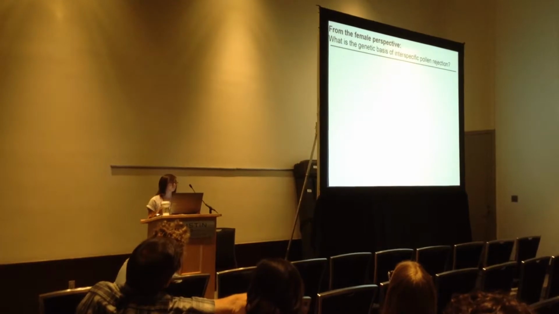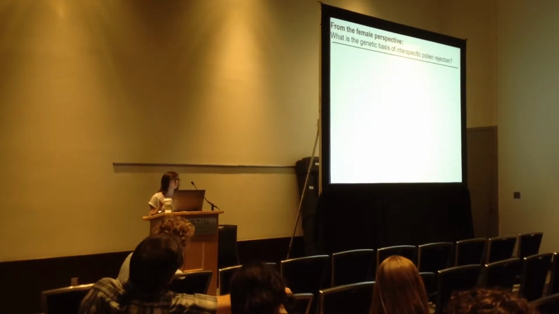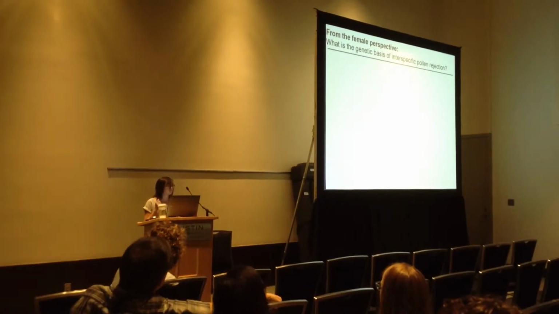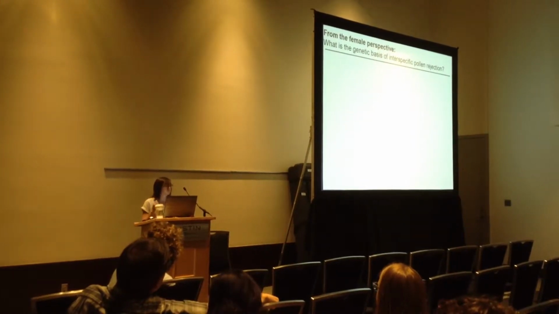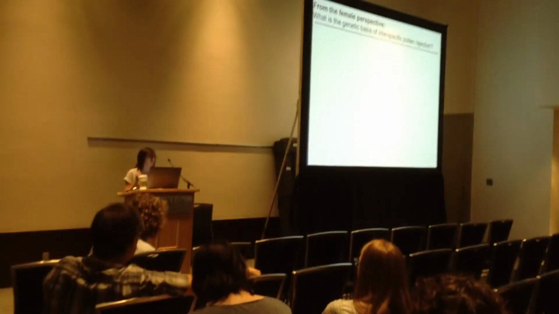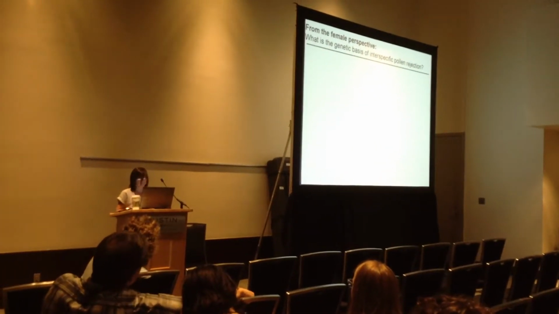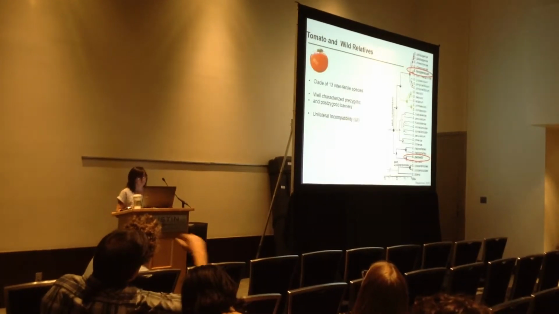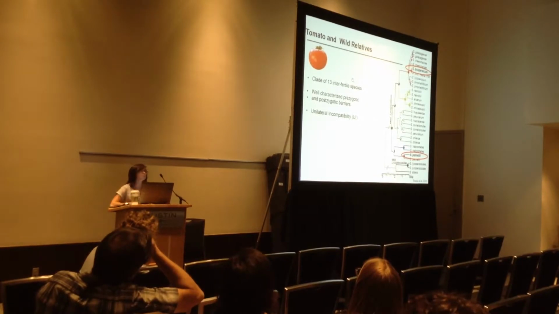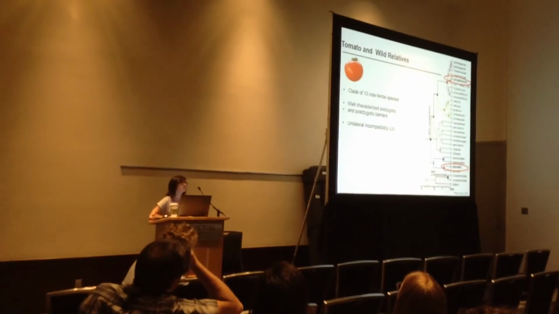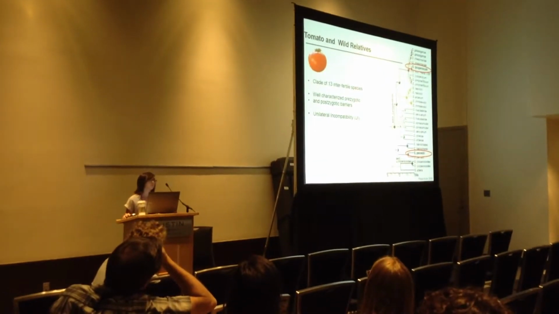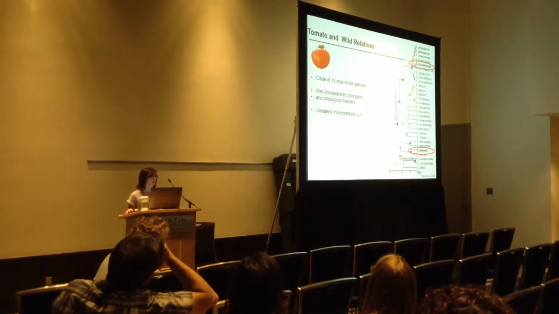But we're going to ask the question, what is the genetic basis of interspecific pollen rejection, but from the female perspective? So what are the factors that are contributing to a response for pollen tube rejection in the female reproductive tract? And in order to do that, we're going to use the species in the clade that contains domesticated tomato, so Solanum lycopersicum, and one of its wild relatives, Solanum pennellii.